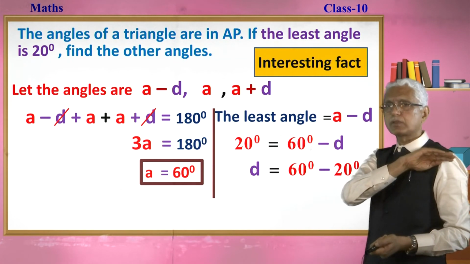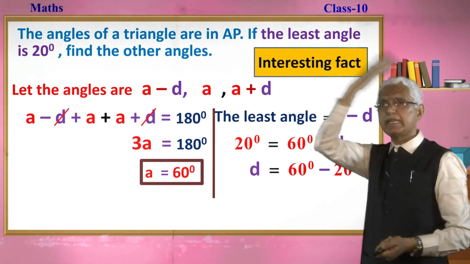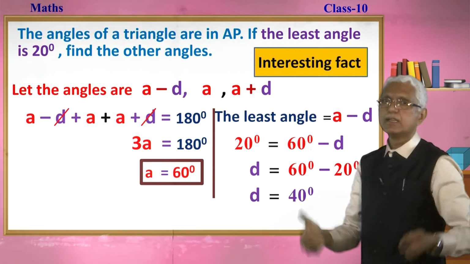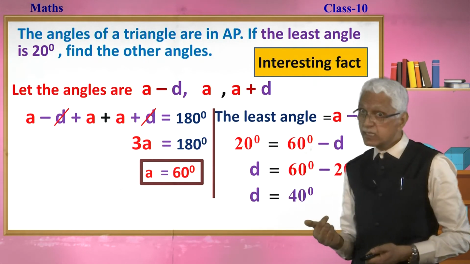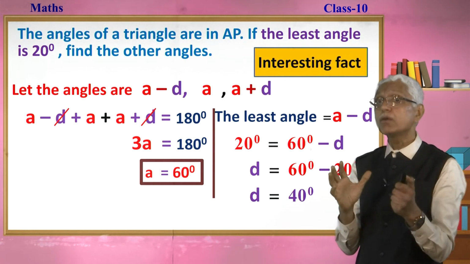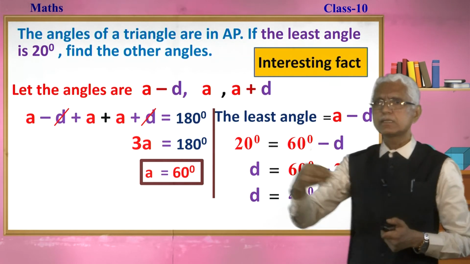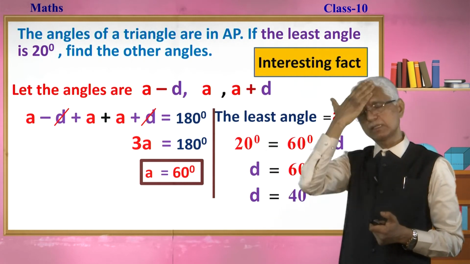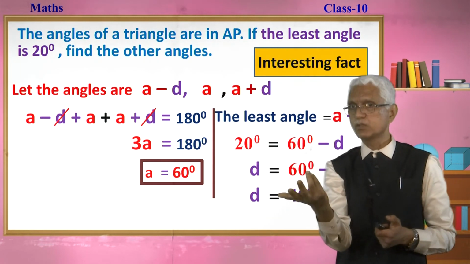Minus d is brought to the left hand side, becomes plus d, 20 is taken to the right hand side, 60 minus 20, d is equal to 40. So, a is equal to 60, d is equal to 40. In a hurry, what will children do? 60, 60 plus 40, 100, 100 plus 40, 140. Sum of three angles is more than 180, is not a solution.